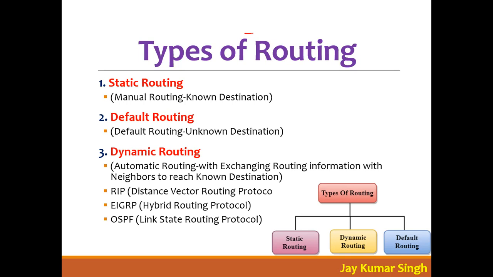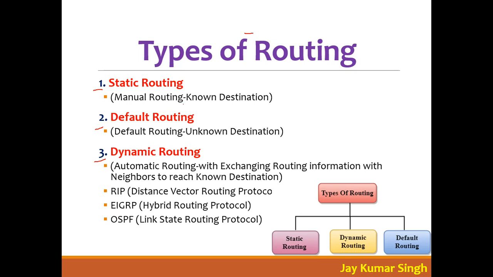So metric is the calculation process of the best path. Different routing protocols have different metric calculations that we will check. Static, default and dynamic are the types of routing. So how many ways do you have to configure routing? We have three ways to configure routing: static, default and dynamic.